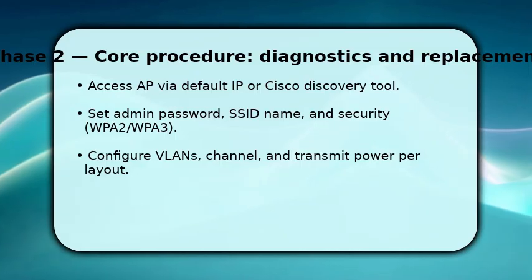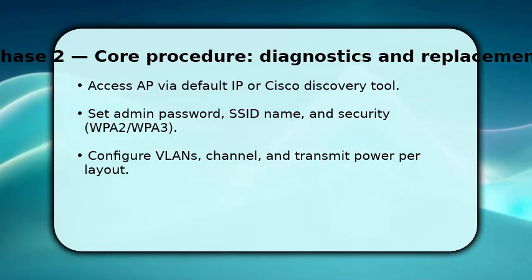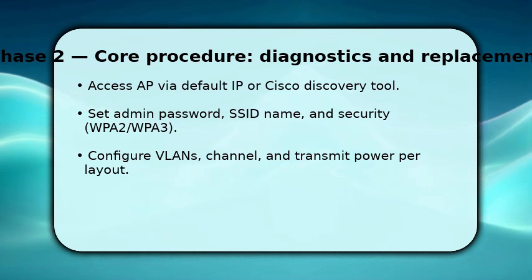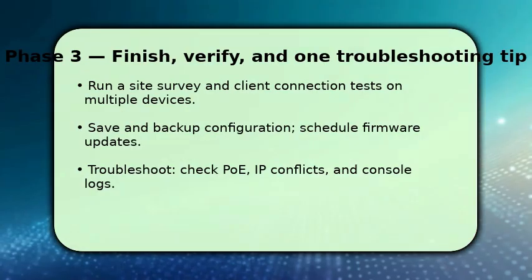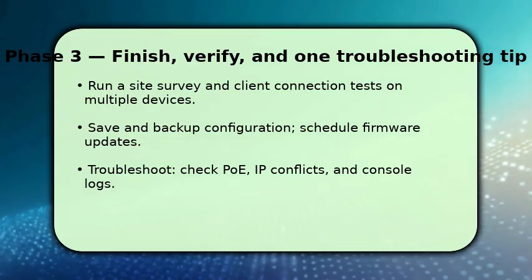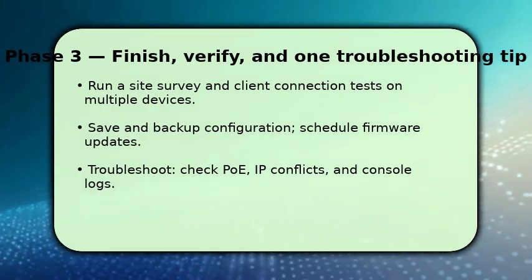Then, configure VLAN tagging for guest versus private networks and set channel and transmit power based on distance and interference. This reduces overlaps and improves throughput in the home environment. You finish by saving the running configuration and creating a backup. This ensures you can restore quickly if something breaks.